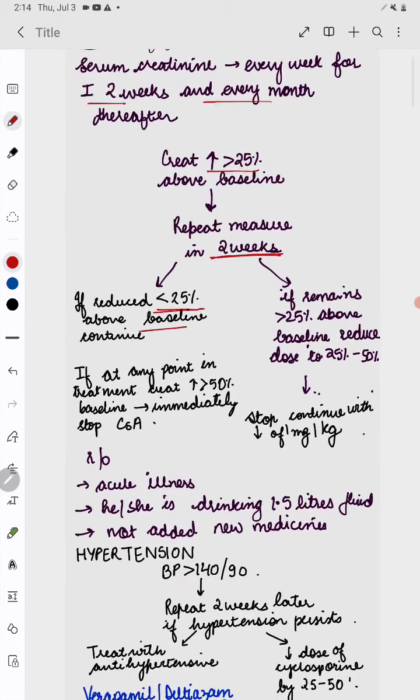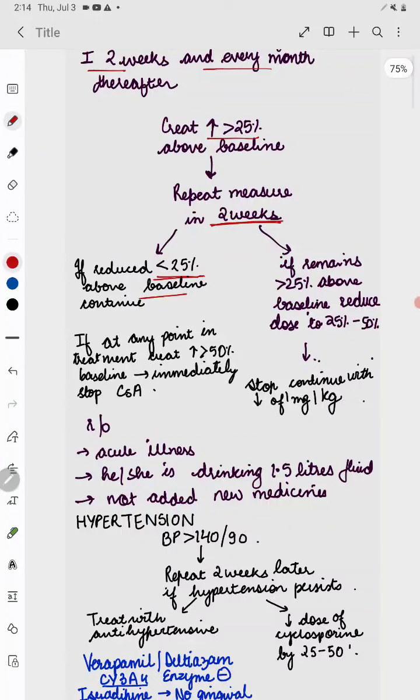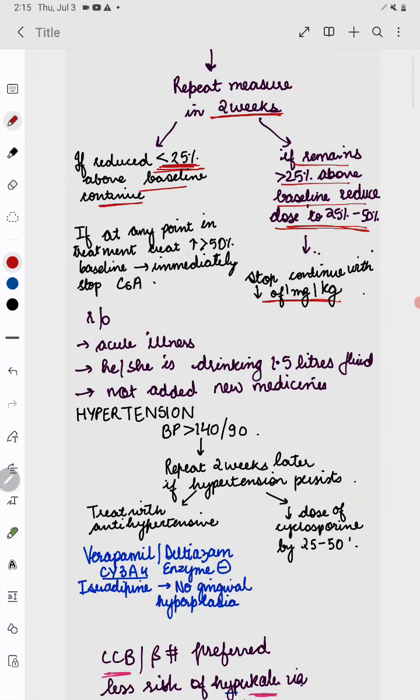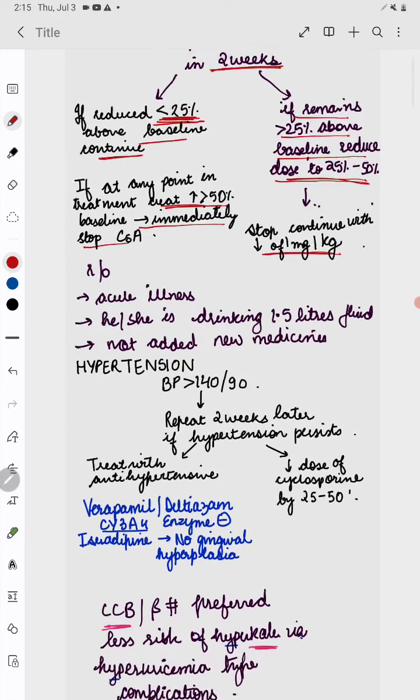Now if creatinine is raised, then you have to see if it is raised less than 25% of the baseline, you can continue with the same cyclosporine dosage. But if it rises to more than 25% above baseline, then you have to reduce the dose by 25 to 50%, and you have to give around 1 mg per kg. You have to decrease the dose by 25 to 50%. If at any point in treatment creatinine rises by more than 50%, you have to immediately stop cyclosporine.